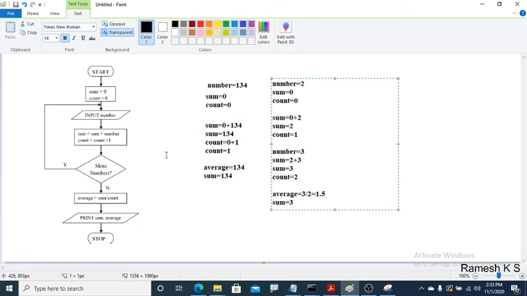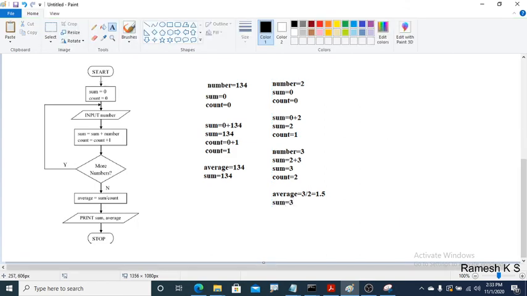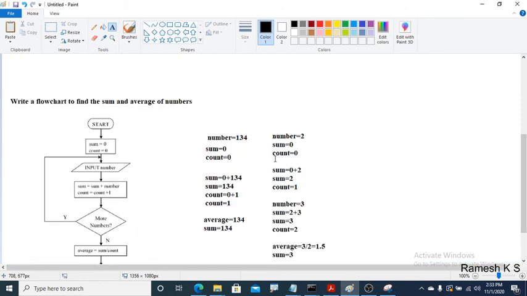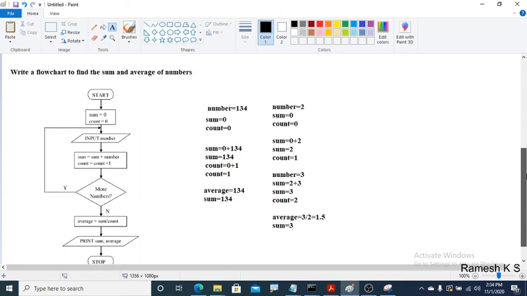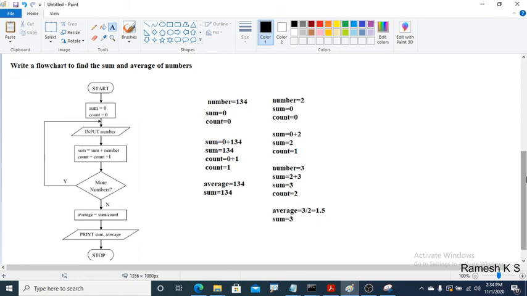This is about writing a flowchart to find the sum and average of numbers. Now you can take more numbers also. According to the numbers, the sum will be calculated. According to the average, the sum will be divided by the count, and it will be given. So this is about the flowchart to find the sum and average of numbers.